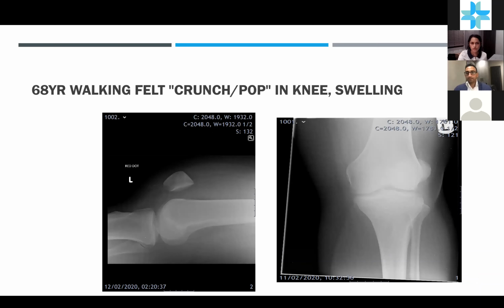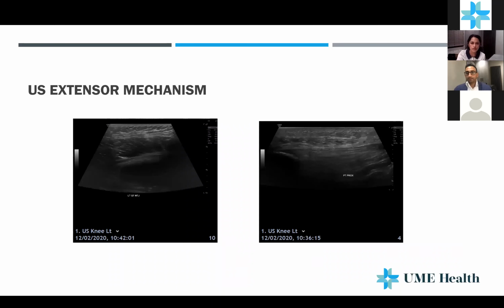Next case, 68-year-old walking, felt a crunch and a pop in their knee and presented with a large swelling. So they've got a very large effusion here, possibly a fat fluid level. And so the query was, is it an extensor mechanism rupture? So an ultrasound was performed, but actually the extensor mechanism was intact. There was possibly some disruption of the deeper fibers of the quadriceps tendon, but nothing really gross.